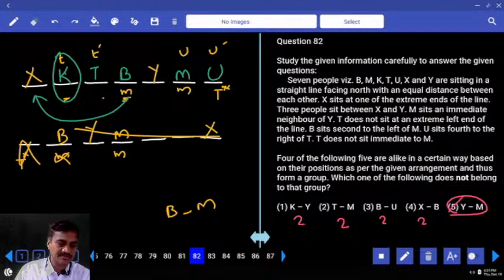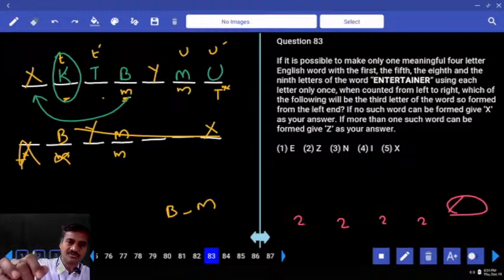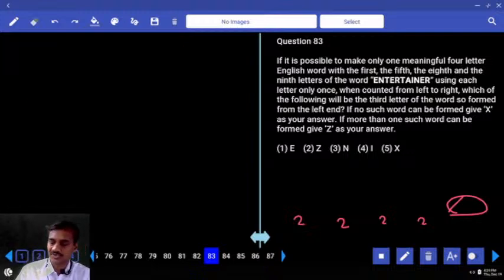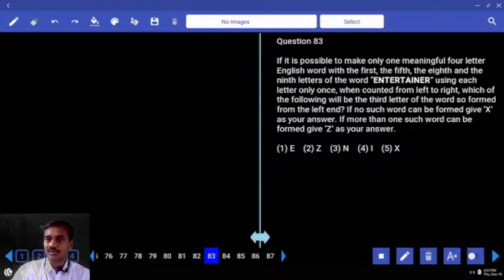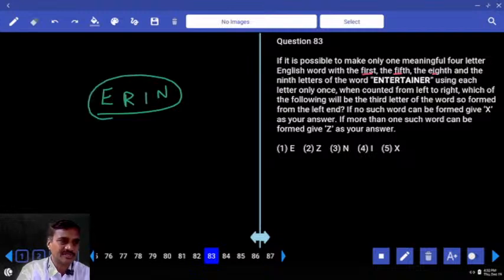Then 83, word formation. Now in this word formation, what are the letters we need to choose? 1, 5, 8 and 9. What is the first letter? The first letter is E. And the fifth letter is R. Next, the eighth letter, I. And the ninth letter is N. Now with the help of these four letters, can any word be formed?